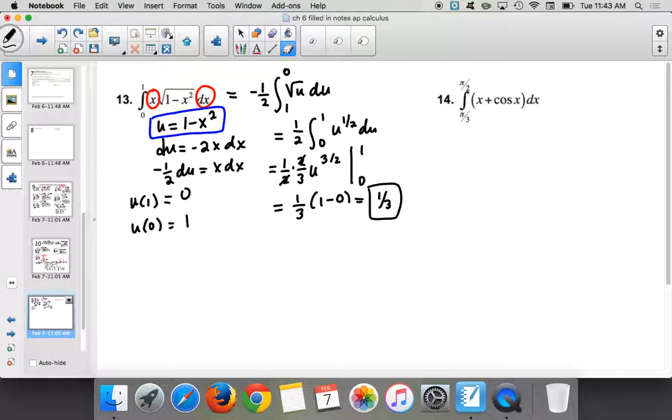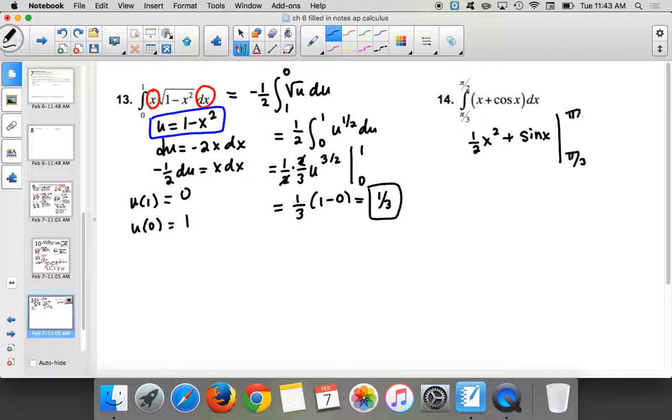Do you guys see it? Can you integrate x? Yep. Can you integrate cosine of x? Yep. So it's really just breaking apart the integral. We're integrating x, and we have 1/2 x squared, and that's going to go from pi over 3 to pi over 2. And then integrating cosine, what do we get? Sine or negative sine? Sine, right? So pi over 3 to pi over 2. I do expect you to remember your unit circle. I know you guys are totally pros at this, right?